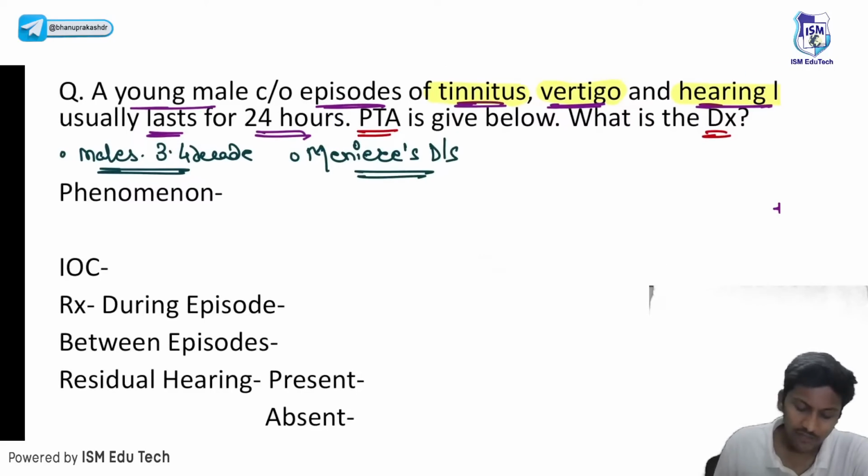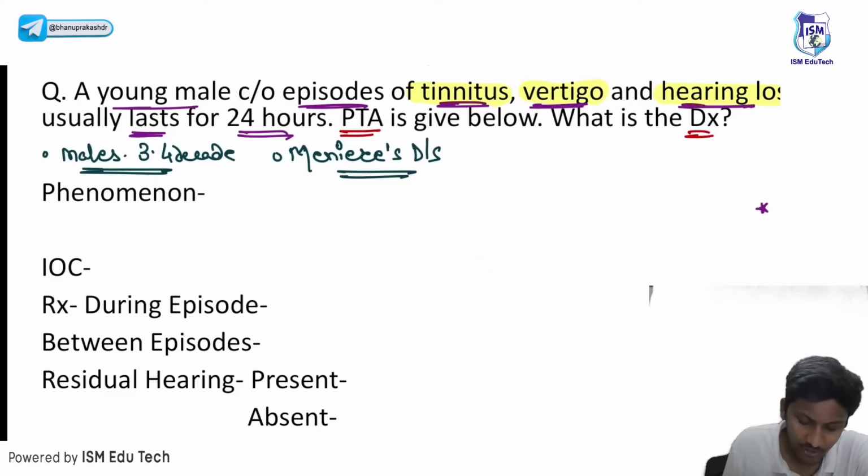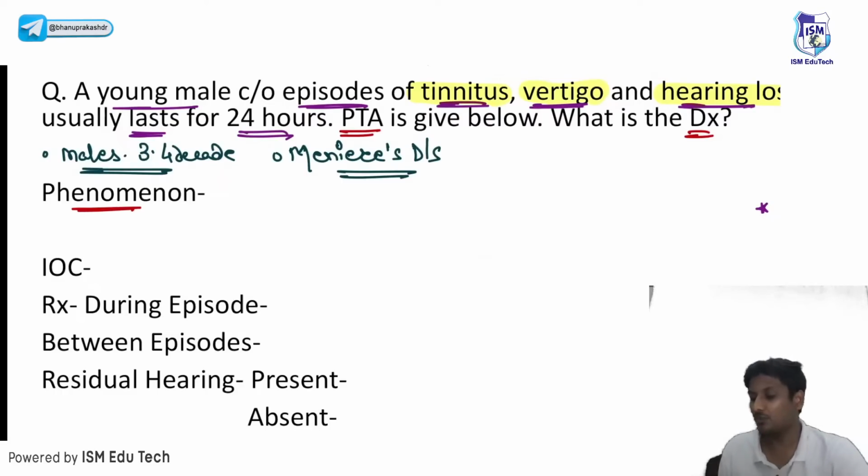Okay. If I talk about Meniere's disease, what are the phenomena usually seen? As I've told you, it is an episodic disease. Three important features make up the triad of Meniere's disease. It is more commonly seen in males in the third or fourth decade of life. Each episode of the disease will only last for 24 hours.